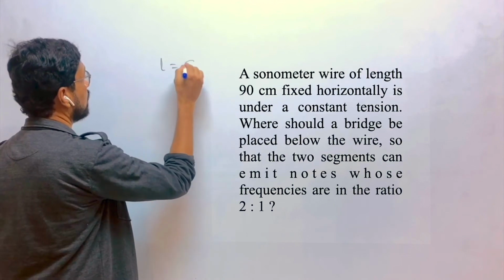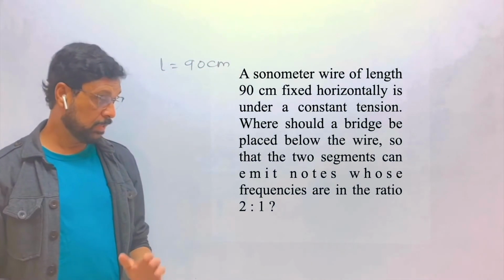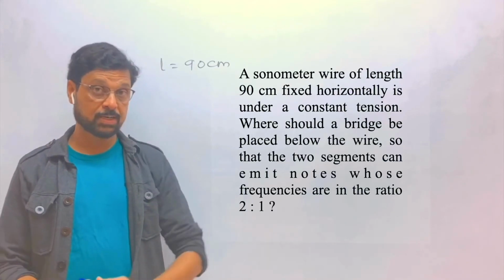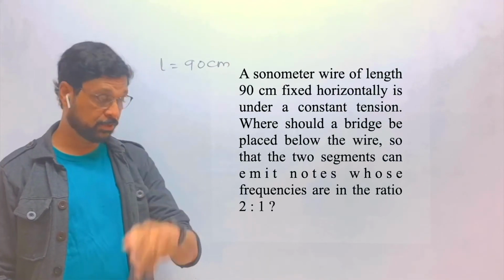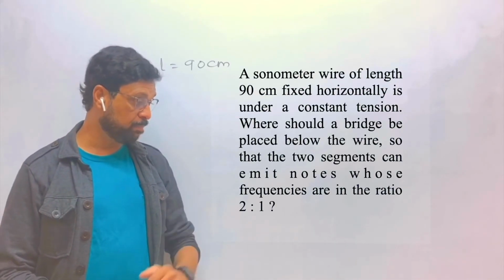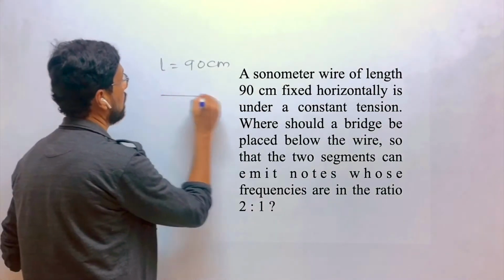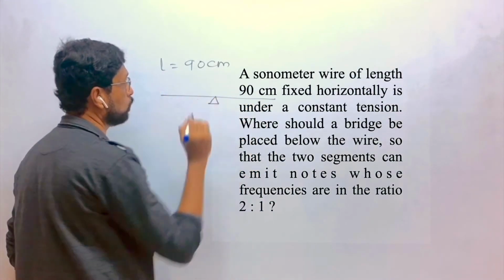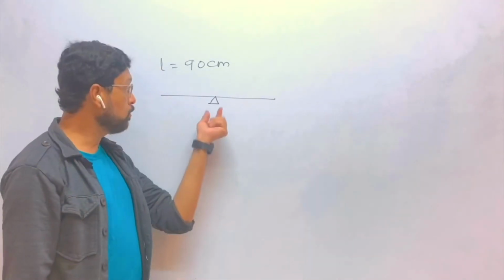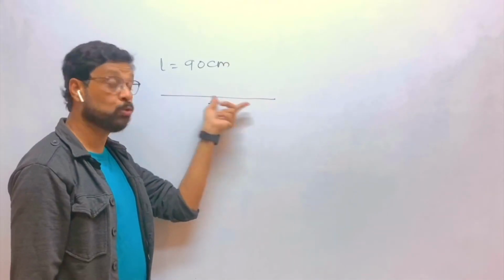Length of the wire is 90 centimeter, under a constant tension. Tension is not changing. Where should a bridge be placed below the wire? जब ये वायर है, वायर के बीच में कहीं पर हमको ब्रिज रखना है. When you put the bridge, the wire will be divided into two segments.